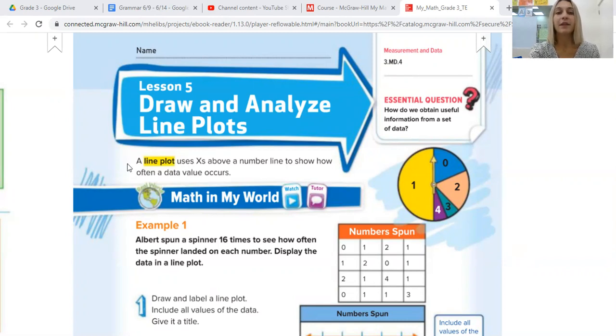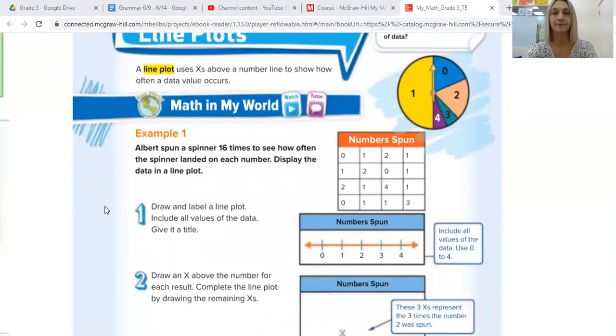So a line plot uses X's above a number line to show how often a data value occurs. So instead of drawing a bar or tally marks or whatever, today we're going to be drawing X's, and it's going to be across a number line. So let's see what that looks like.